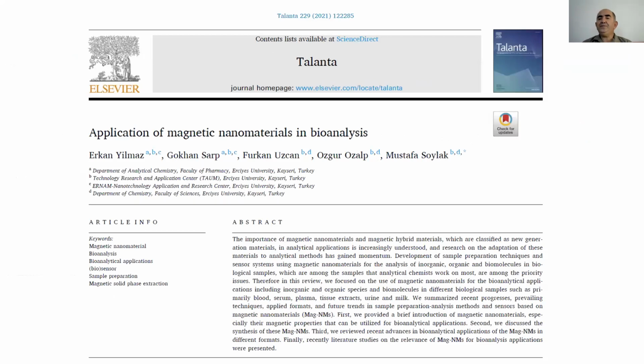And we have some review papers about these materials. Also, a new one is the application of magnetic nanomaterials in bioanalysis, especially for the solid phase extraction of organic trace materials from pharmaceutical, biological, and other bioanalysis systems. We have a good review about these materials with my students.